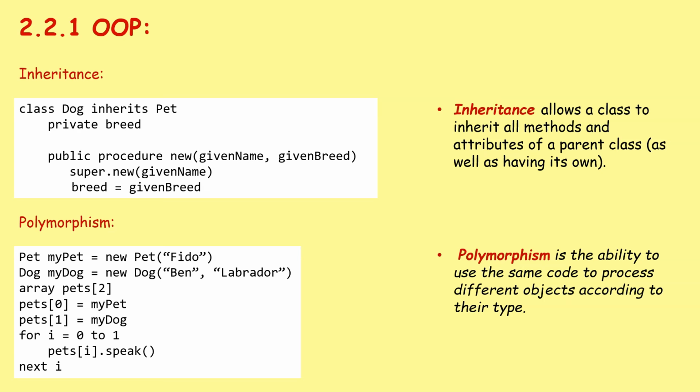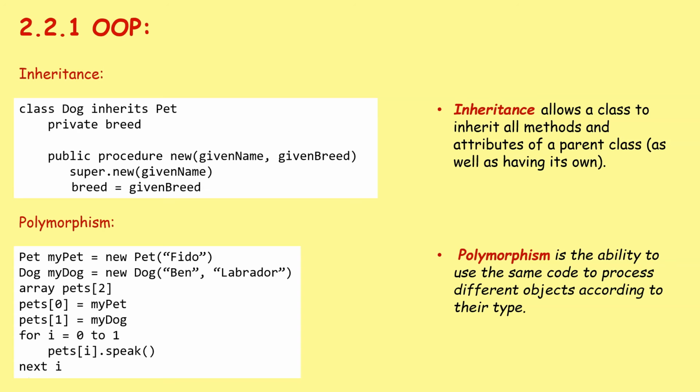So here we've got private breed, which is only for the dog class. It's not going to be in pet. However, all the original pet data is still included. We then have our constructor using public procedure new. Inside our constructor, we're using the super keyword, super.new given name, and super will call the original constructor, the parent constructor. In this case, the original pet constructor will be called using the value given name, and then we can set the breed value because that's an extra part of our dog class that isn't in pet.